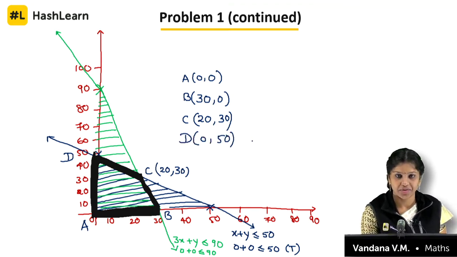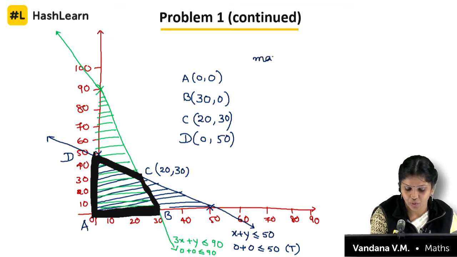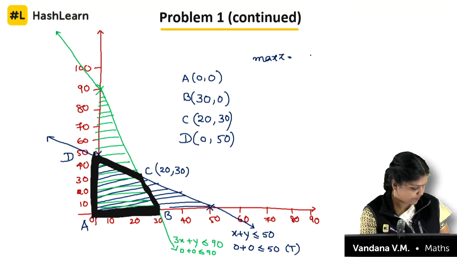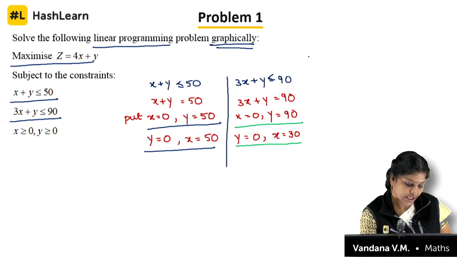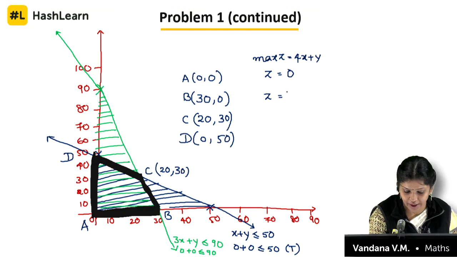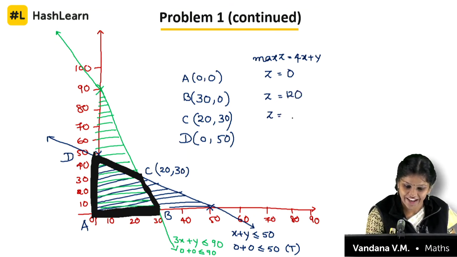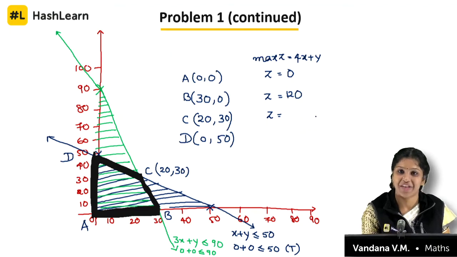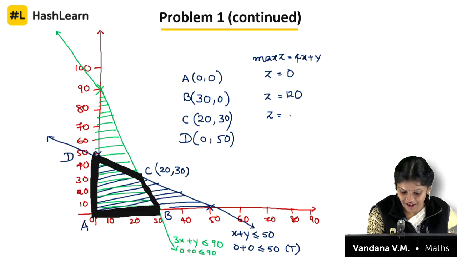Now, what is your intention? You have to maximize the z value. What is your z? 4x plus y. If you substitute, your z value is 0. If you substitute this, you will get 120. I am also so happy that you gave the answer. Z is equal to 110, z is equal to 50.